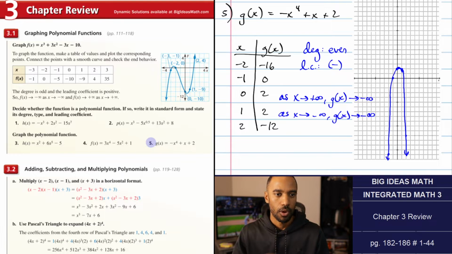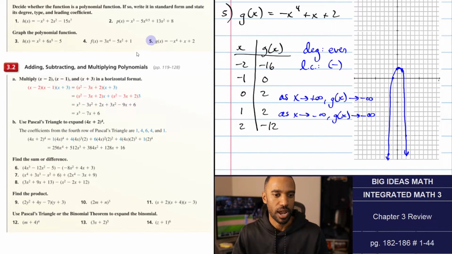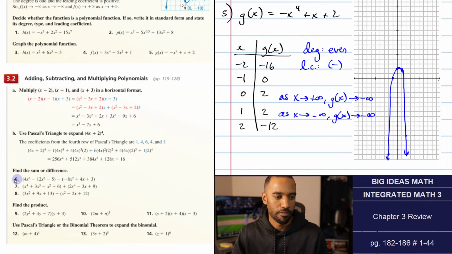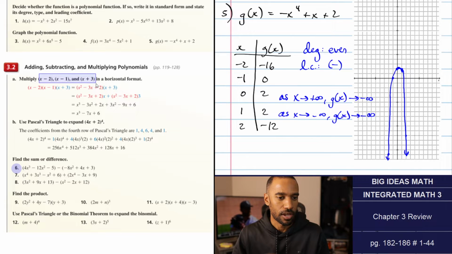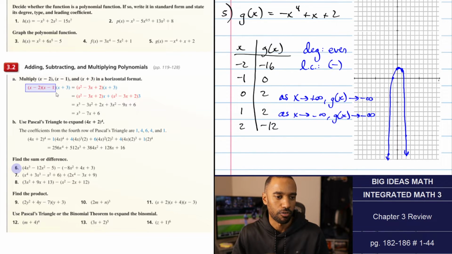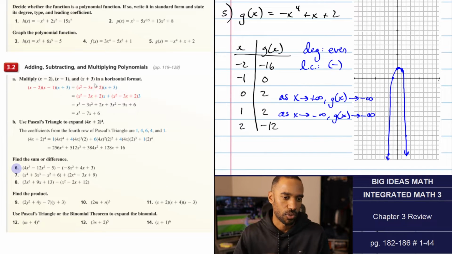Okay, let's move on to section 3.2 on adding, subtracting, and multiplying polynomials. I don't have much to teach in this sense until we hit the binomial expansion problems or even these cubics right here, because everything else we would have seen probably in IM2. So we're going to multiply these 3 together in a horizontal format, and I generally go horizontal anyway. What they're showing in color coding format is they do 2 at a time. I generally do the last 2 at the same time, but it doesn't really matter. Multiplication is commutative. You can go any order you'd like.